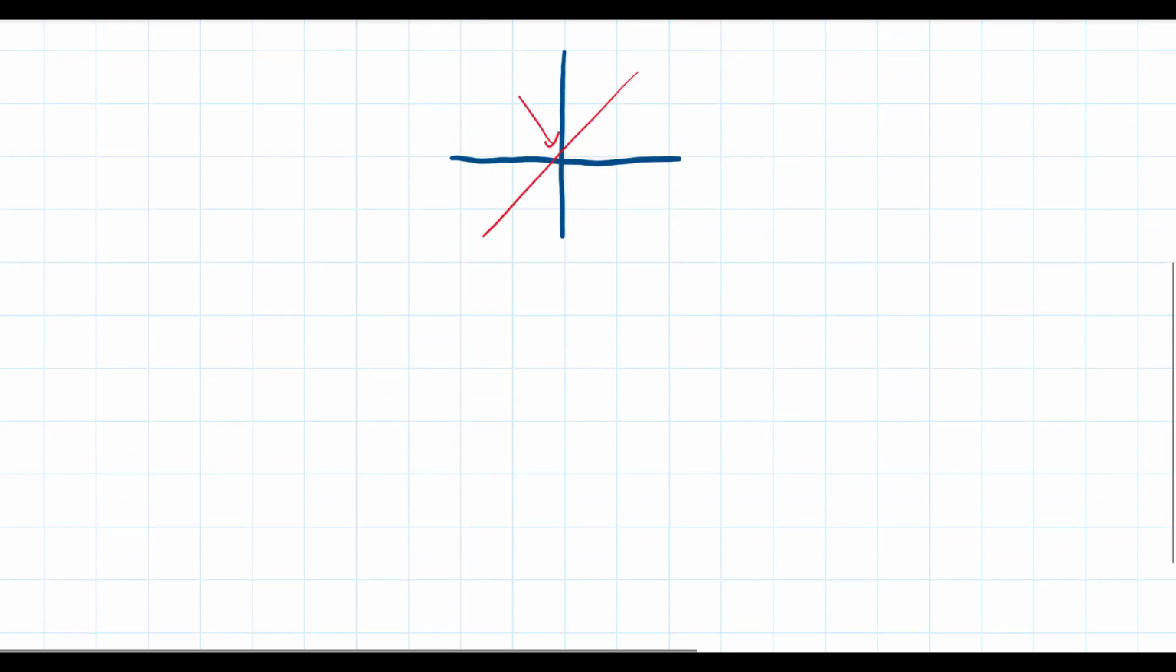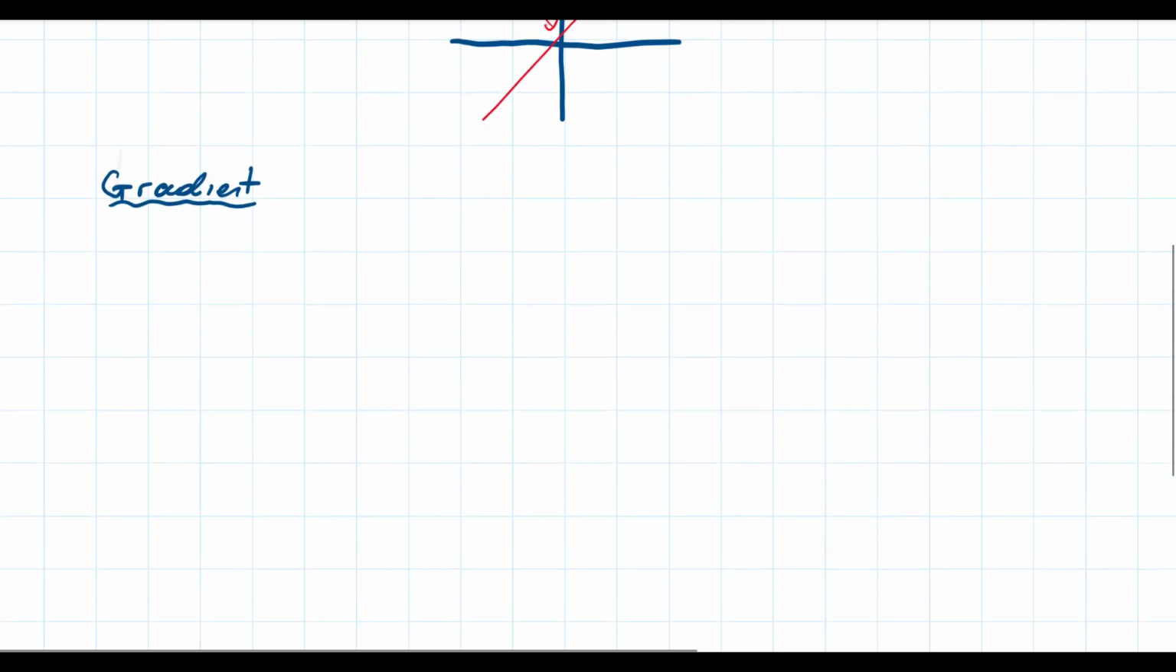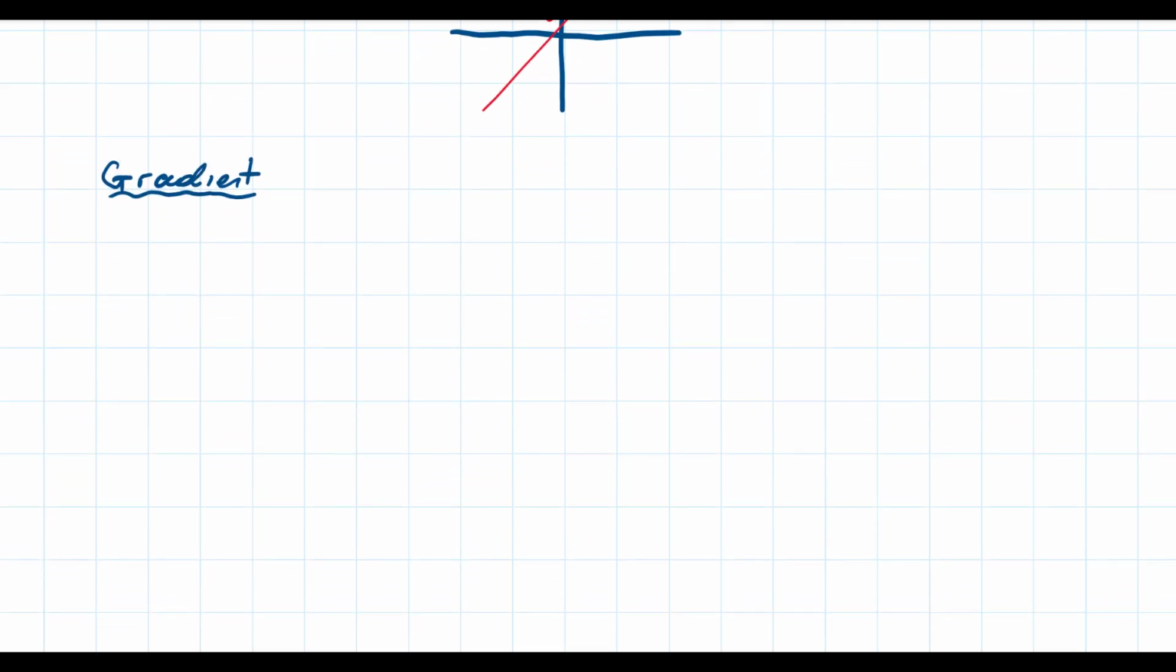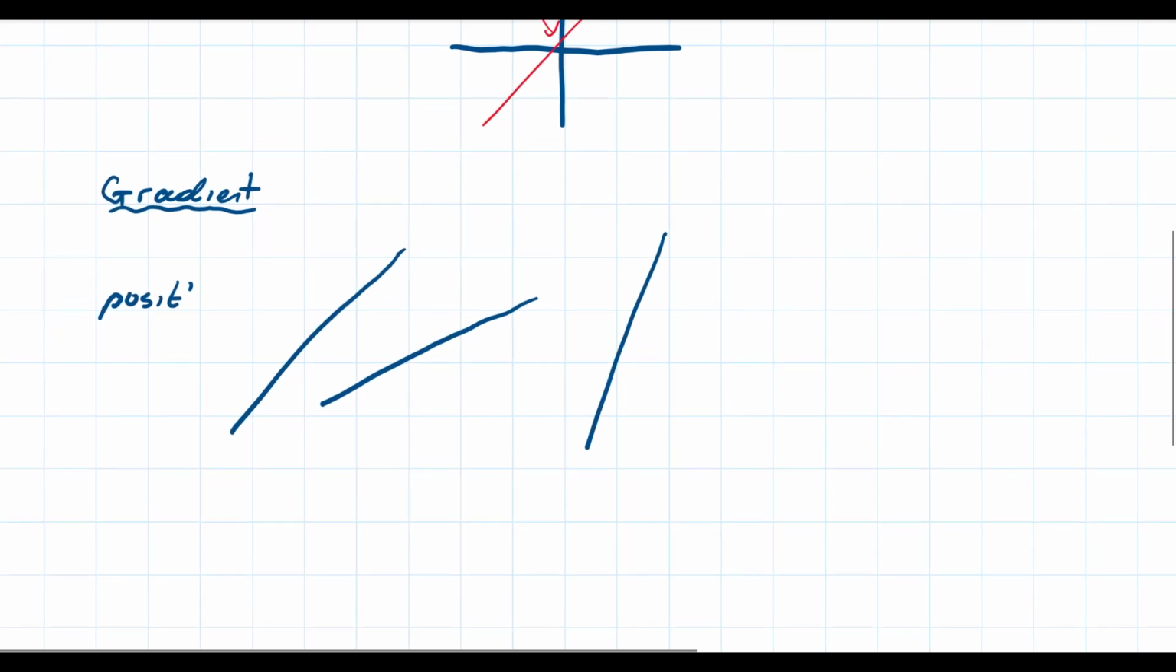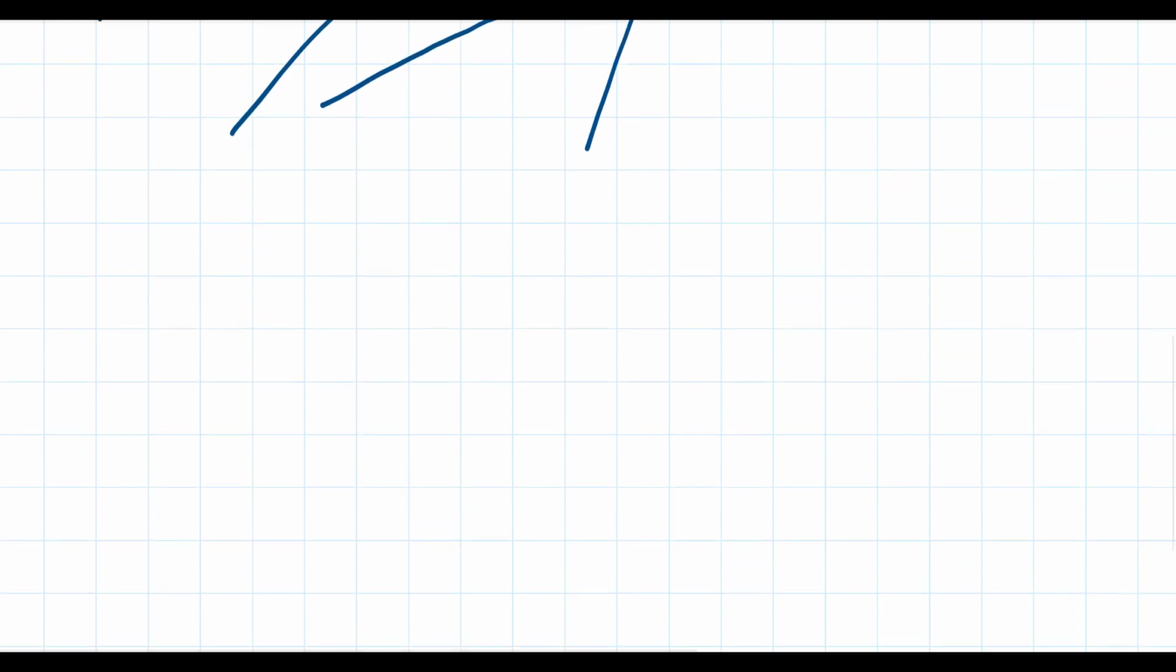So let's focus on gradients now. The line with a positive gradient would be sloping in this direction. So any of these lines would have positive gradients because they are effectively sloping upwards from left to right. A negative gradient would therefore be the opposite. It would be going downwards from left to right, like that, or like that.